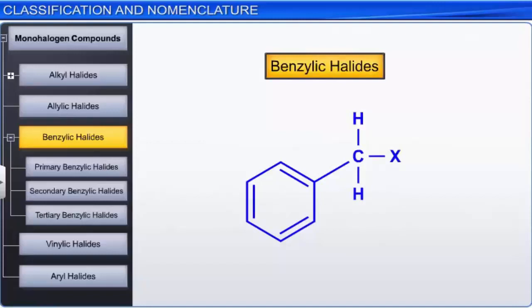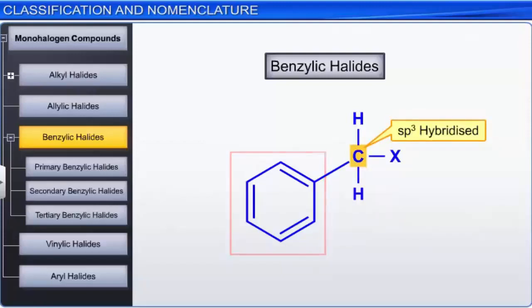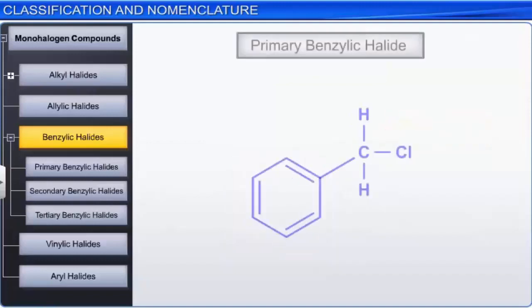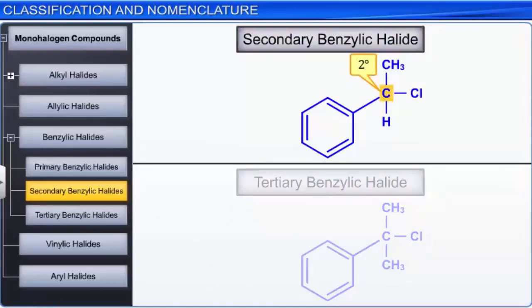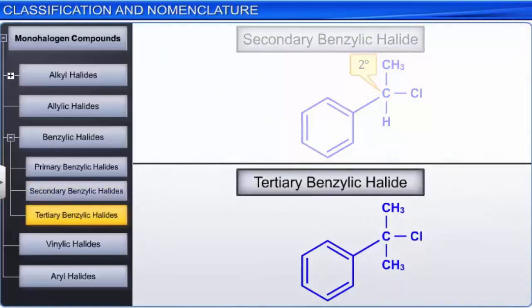In benzylic halides, the halogen atom is bonded to a carbon atom with sp3 hybridization that is linked to an aromatic ring. In primary benzylic halides, the carbon attached to the halogen has only one carbon-carbon bond. Here are secondary and tertiary benzylic halides. In a secondary benzylic halide, the carbon attached to the halogen atom is bonded to two other carbons. In a tertiary benzylic halide, the attaching carbon is bonded to three other carbon atoms.